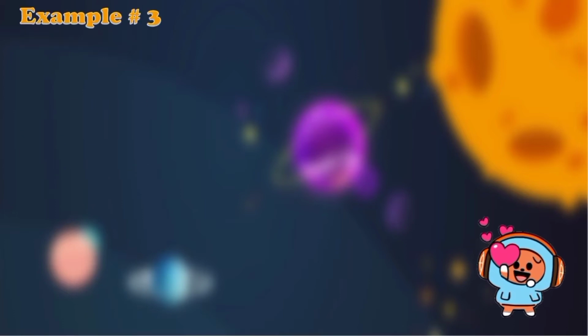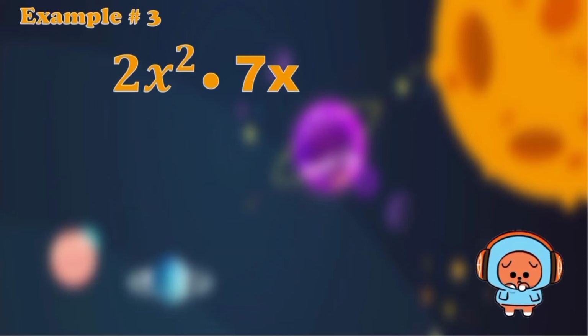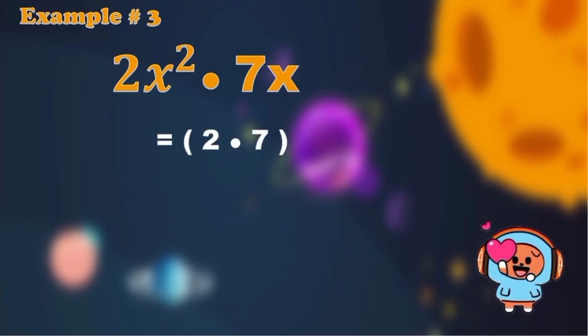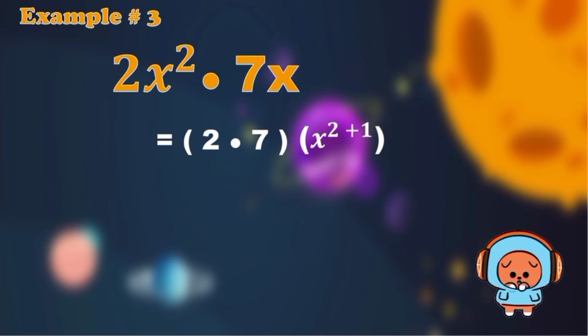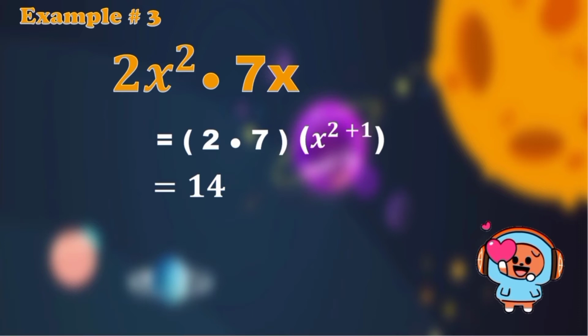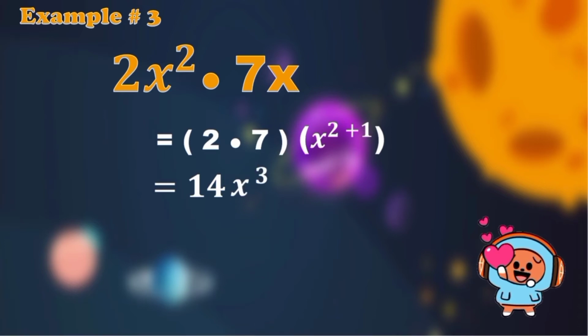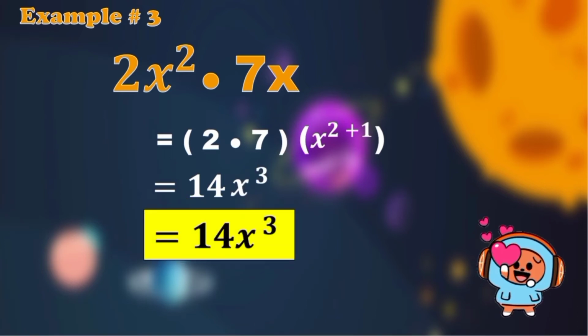Example number 3. 2x squared times 7x. In this case, you have to multiply it separately. We have 2 times 7 and x squared plus 1. For 2 times 7, we have 14. And x squared plus 1 is x cubed. That is 14x cubed.